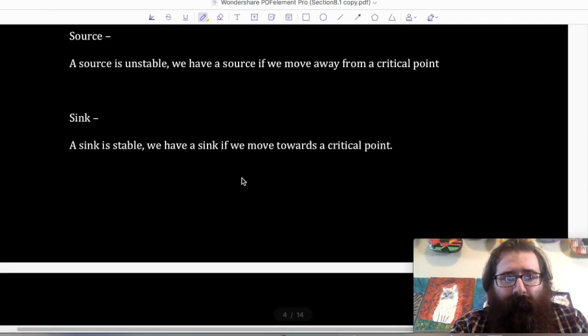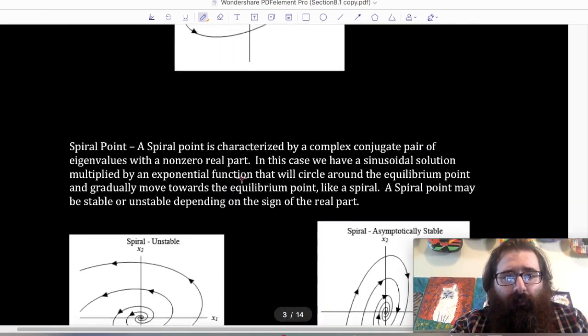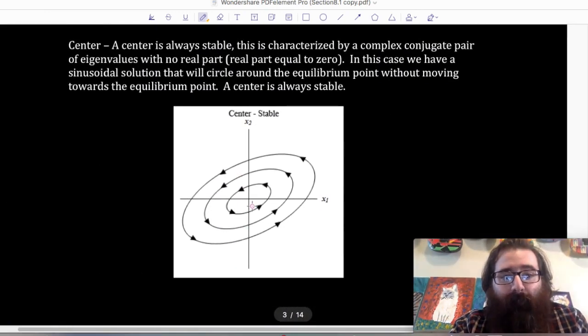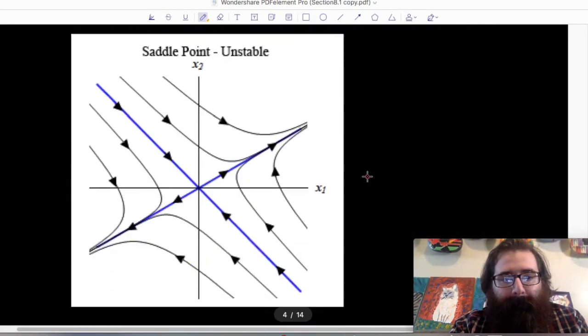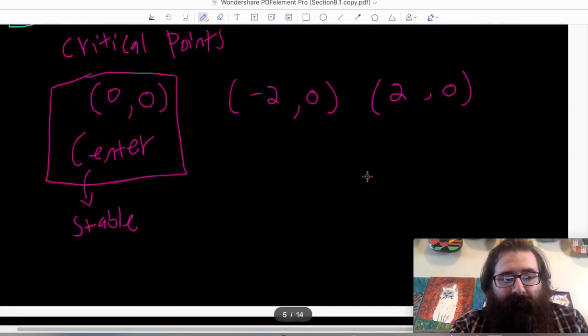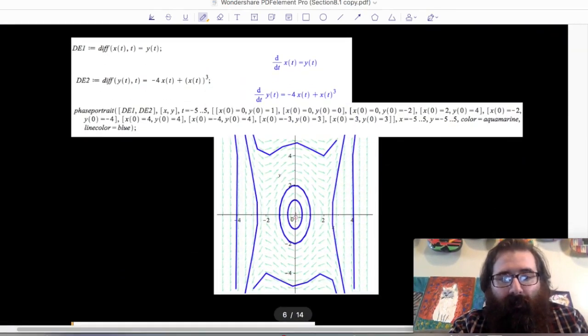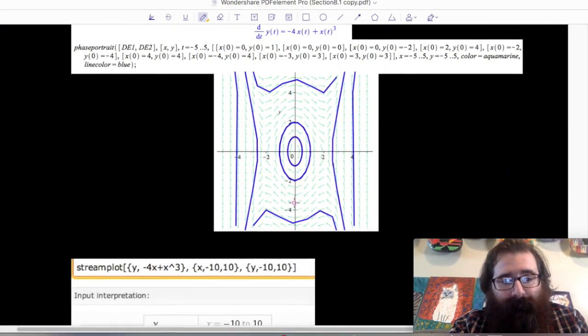If I want to sort of flip back, where do we get the picture? Right here, center is stable. So here we're just sort of circling around the critical point, but not moving towards it or away from it. And that's what it looks like we have at 0, 0, is that stable center.